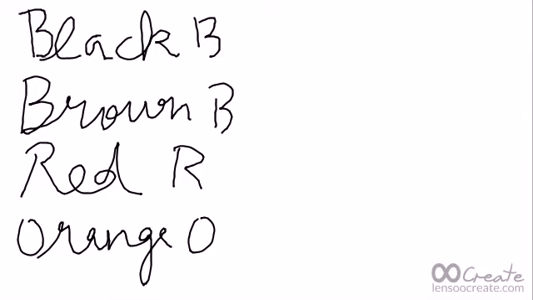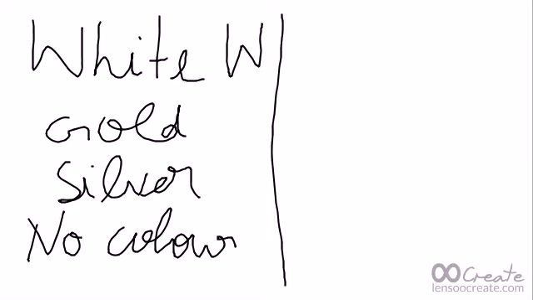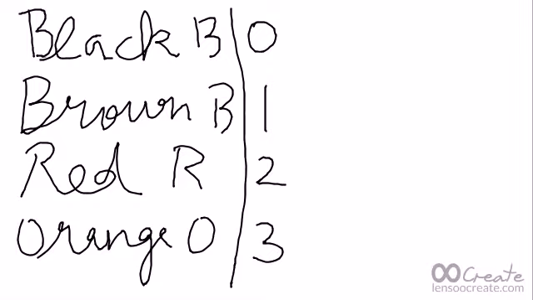Okay, so this is our 0, 1, 2, 3, 4, 5, 6, 7, 8, 9. That's it. We don't have any values for gold and silver in this list because they will never be the first or second band. We'll explain that. So these are the values.